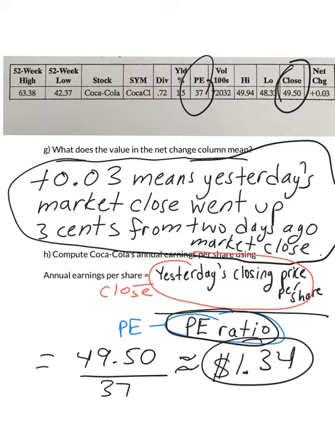Again, that's annual earnings per share if you own their stock. The PE ratio, by the way, which was 37 in this question, tells us that yesterday's closing price per share of $49.50 is 37 times greater than the earnings per share of $1.34.